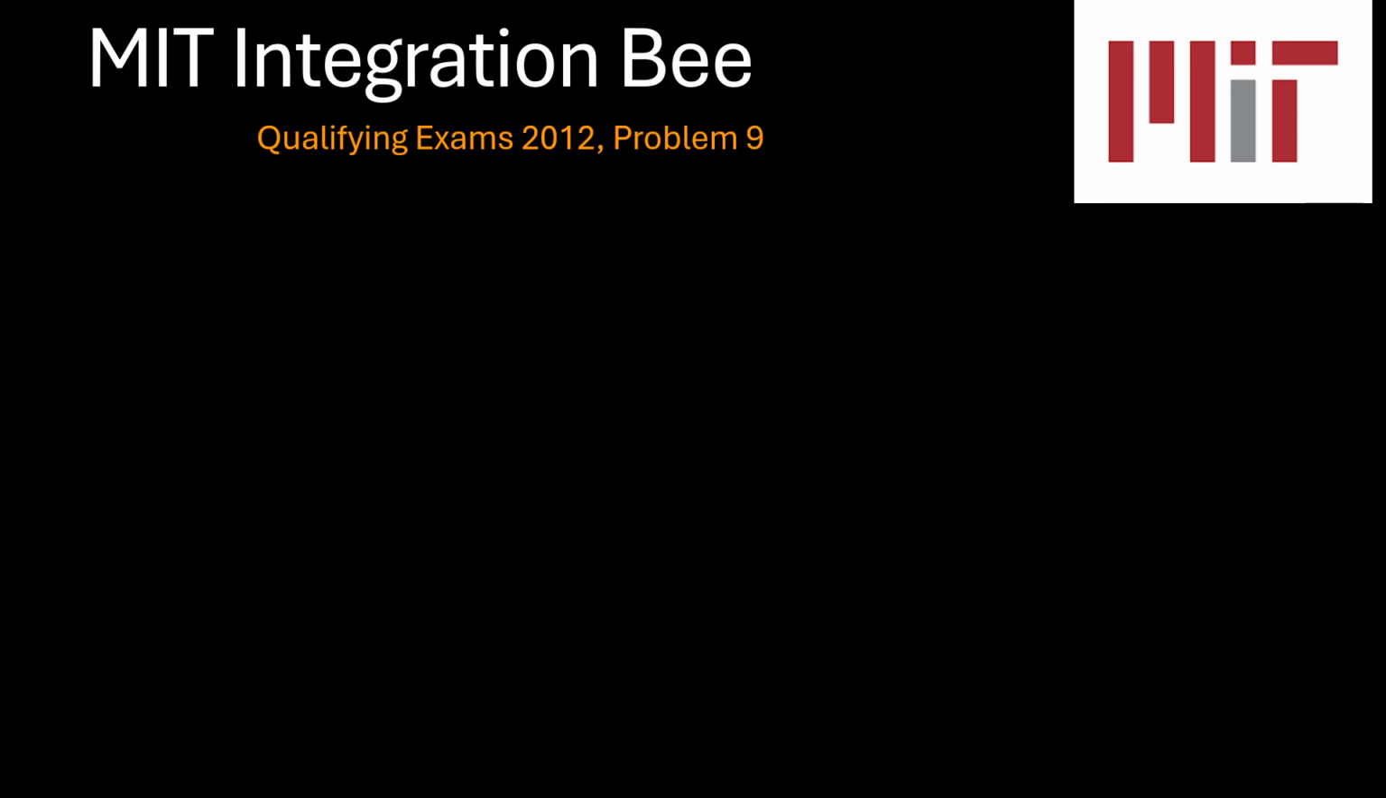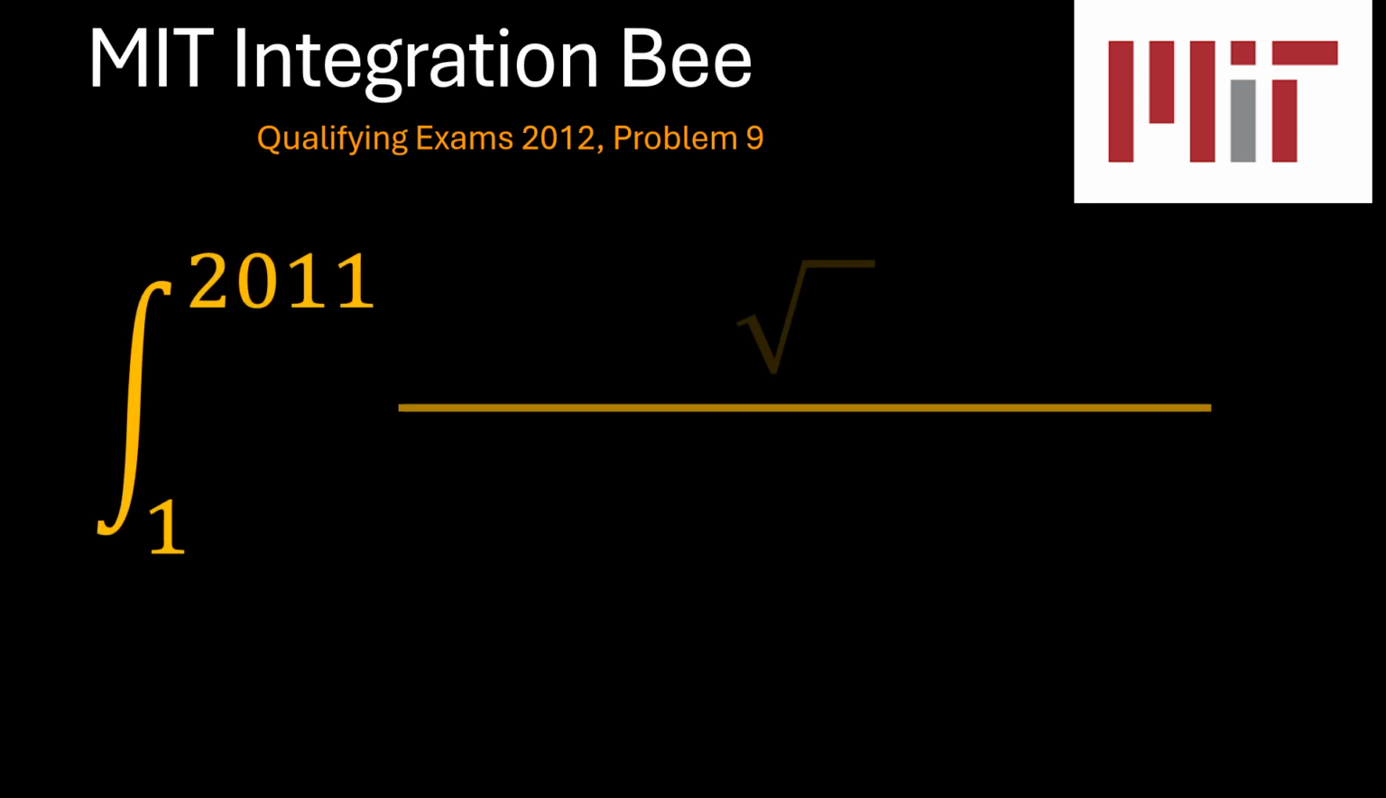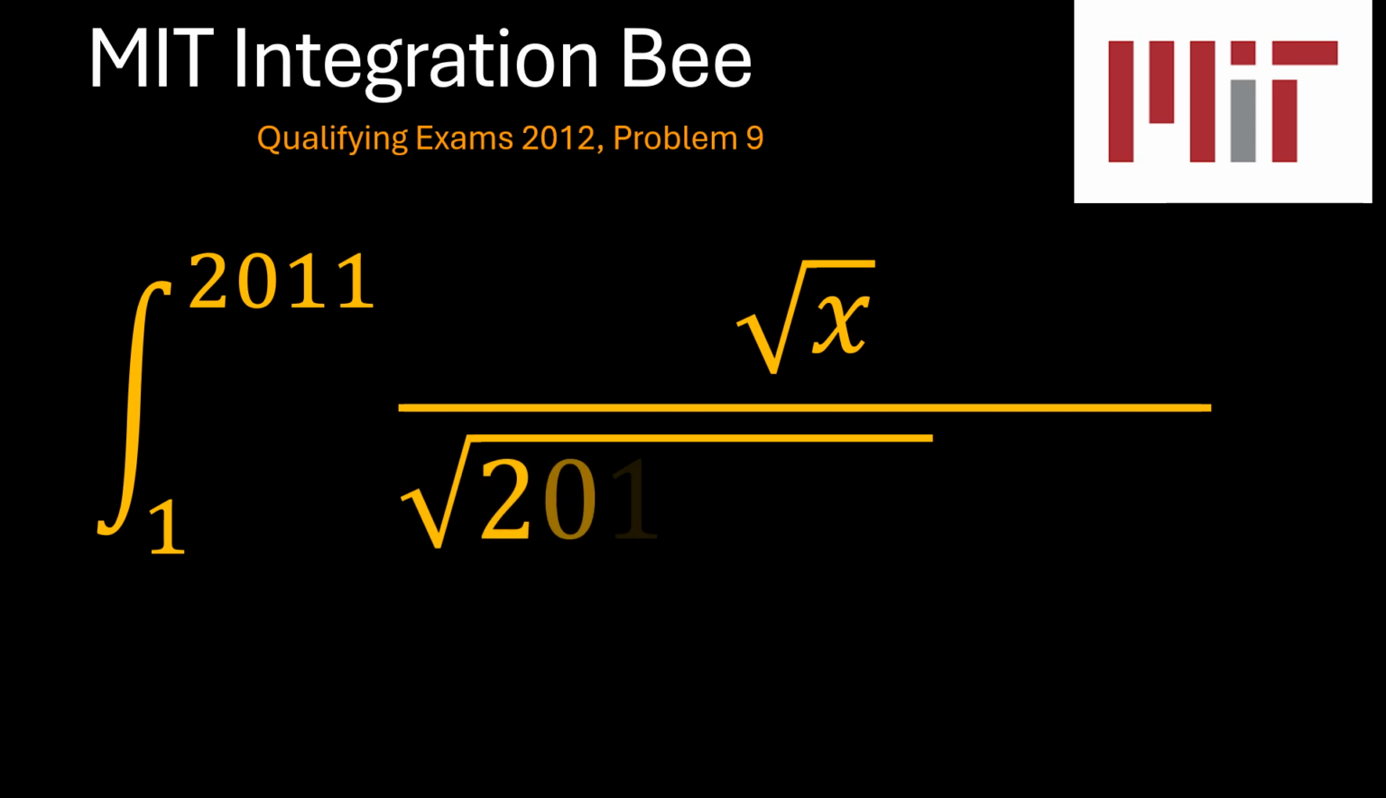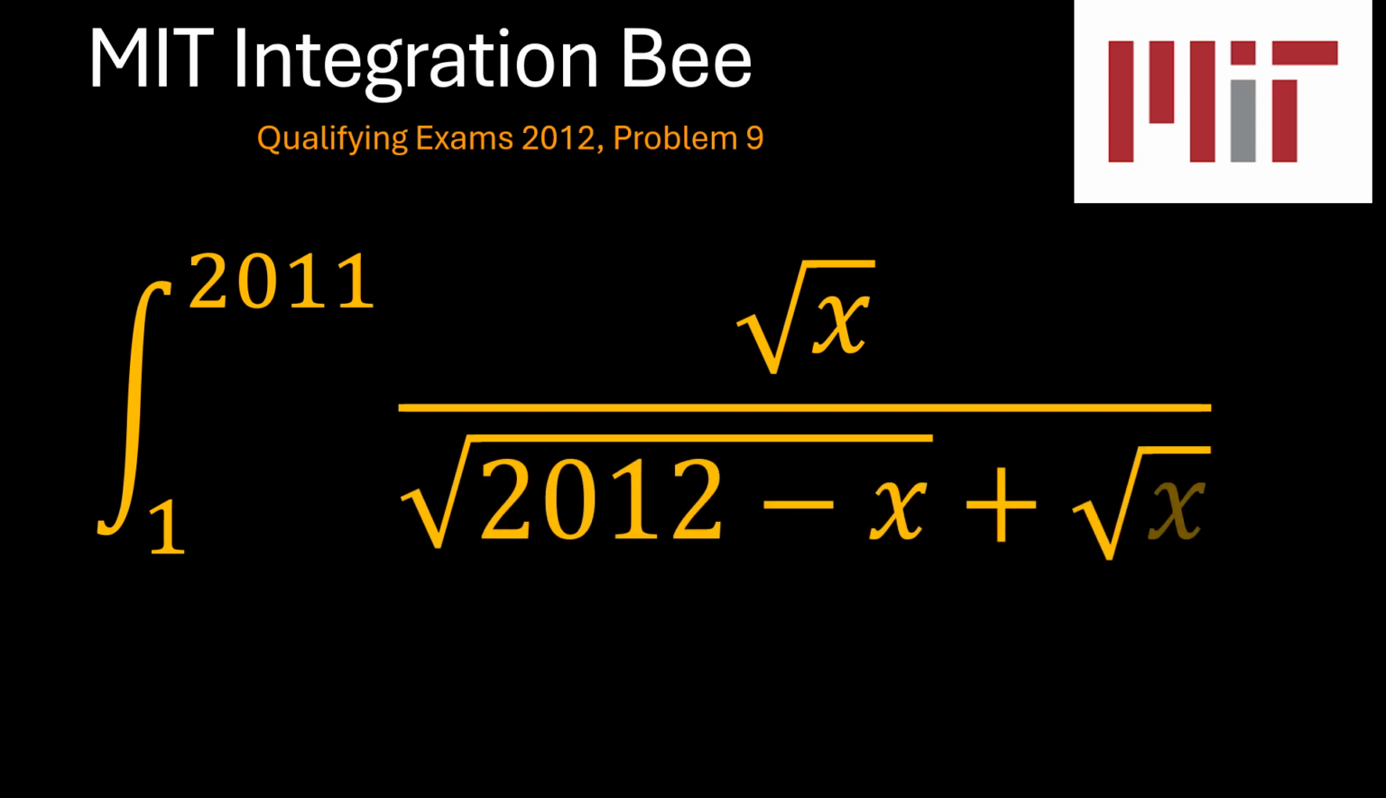Welcome to Everyday Mathematics. Today we cover problem 9 of the MIT Integration Qualifying Exam 2012, which is the definite integral from x equals 1 to x equals 2011 of the square root of x over the square root of 2012 minus x plus the square root of x.